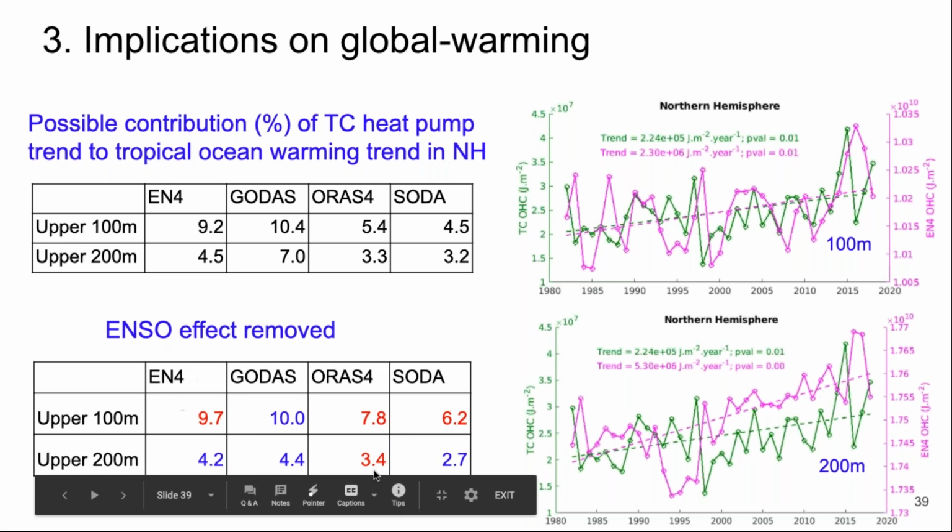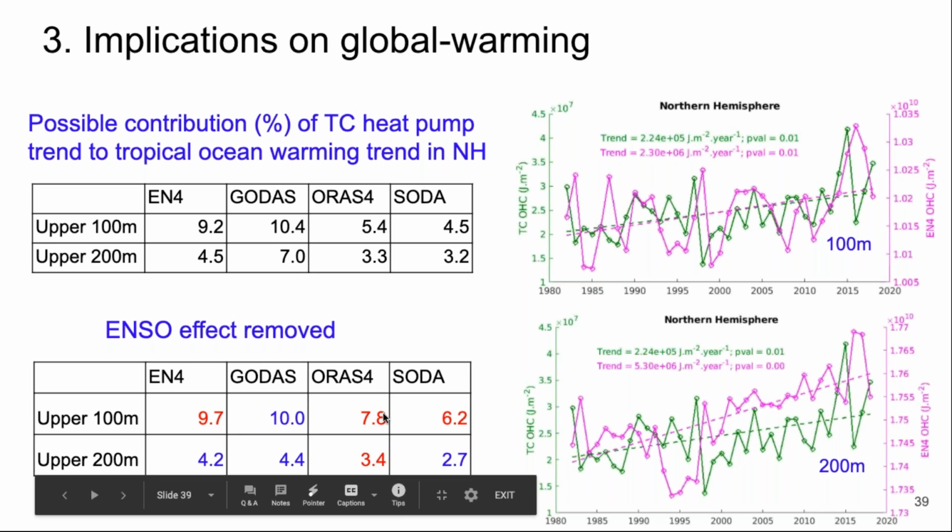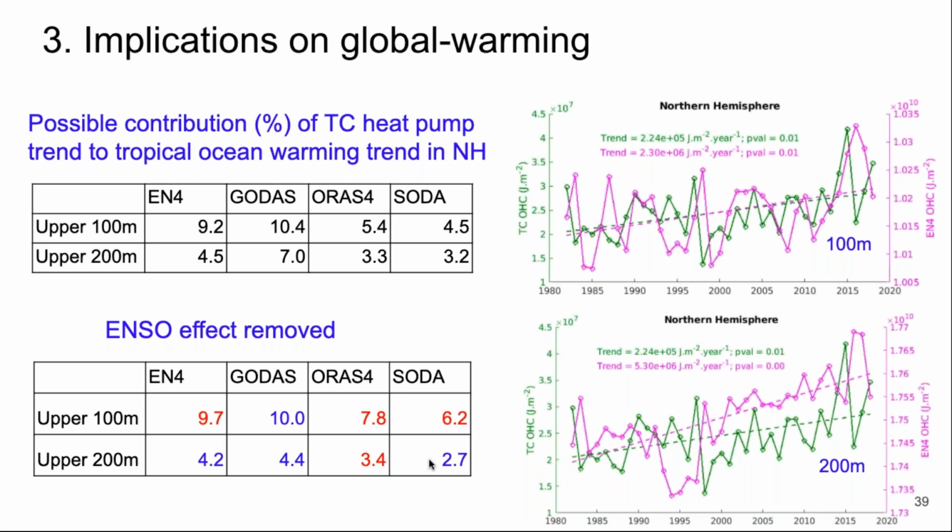And so this is the effect when ENSO is removed. Red means increasing and blue means decreasing. So for the upper 100 meters, it slightly increased the contribution, but it slightly decreased the contribution of TC-OSC for the upper 200 meters.